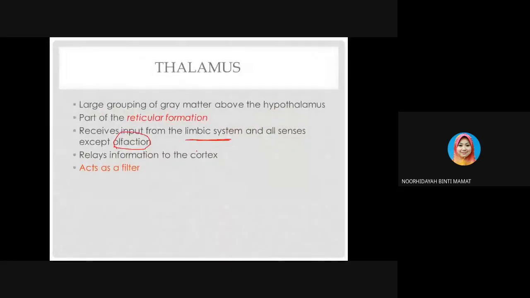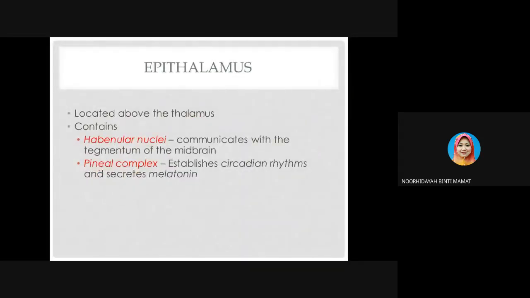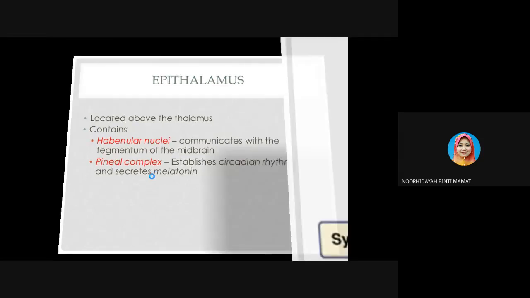The thalamus releases information to the cortex, and the thalamus also acts as a filter to the brain. The epithalamus is located above the thalamus. It contains the habenular nuclei, which function in communicating with the tegmentum of the midbrain. Epithalamus also contains the pineal complex. The pineal complex establishes the circadian rhythm and secretes melatonin. So this is the function of the epithalamus.